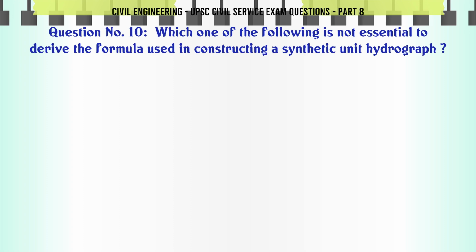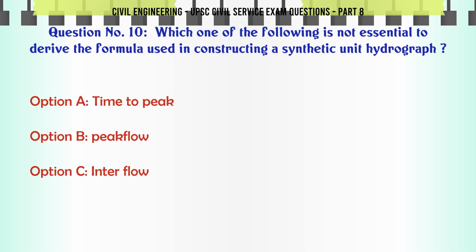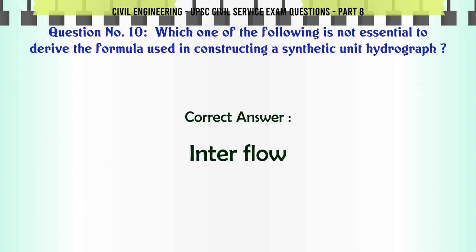Which one of the following is not essential to derive the formula used in constructing a synthetic unit hydrograph? A. Time to peak. B. Peak flow. C. Interflow. D. Time lag. The correct answer is interflow.